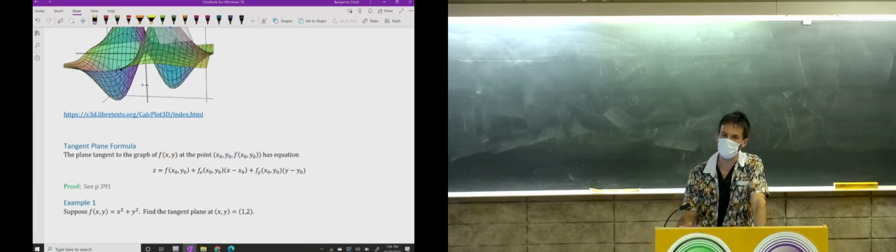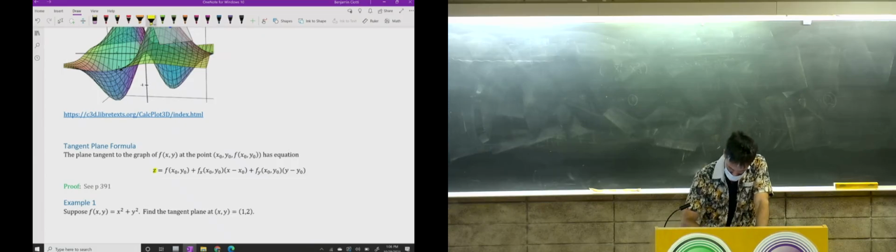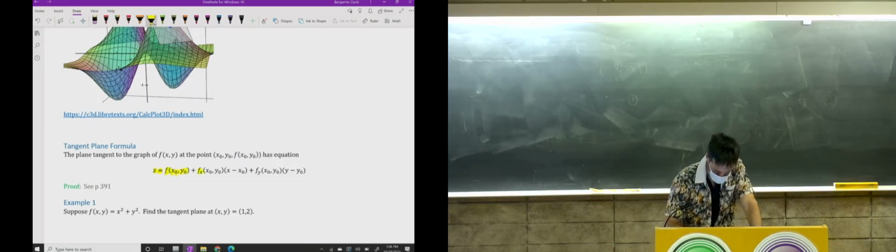Then here's the formula for the tangent plane. z is equal to f at x naught, y naught, that's just some number, plus the partial derivative of f with respect to x at x naught, y naught, times x minus x naught, plus the partial derivative of f with respect to y at x naught, y naught, times y minus y naught.